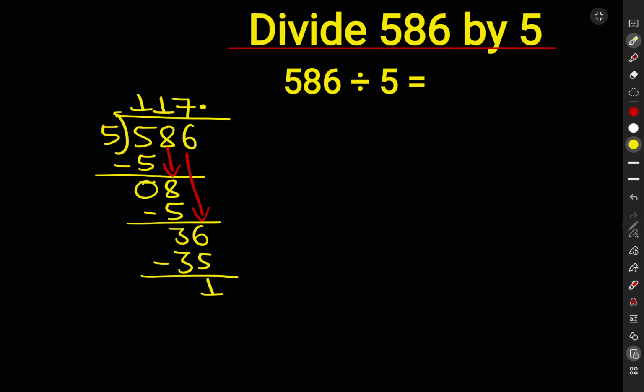So we put a decimal here so that we can put 0. So it is 10 and 5 times 2 is 10. On subtracting we get 0.